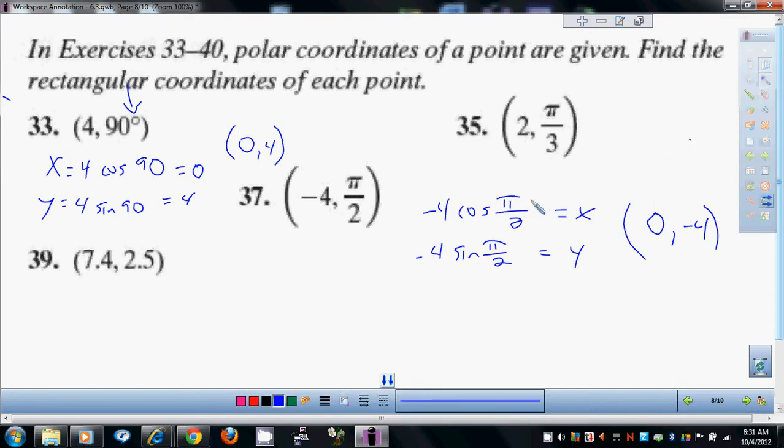39. Is that in radians or degrees? Radians. Just because there's no pi doesn't mean it's not radians. If there's a little circle up there, it's degrees. If there's not, it's radians. So even though it doesn't look as pretty, and you're probably going to get an ugly answer, this would be 7.4 cosine 2.5 in radian mode, and 7.4 sine 2.5. X, Y.